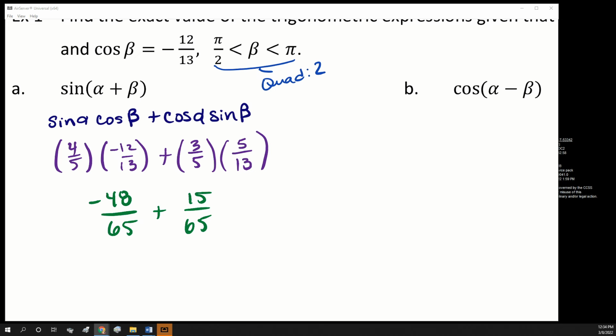All right. So we have a common denominator. To add these, we're just going to add the numerators, and we're going to get negative 33/65, which will not reduce. And that's it.